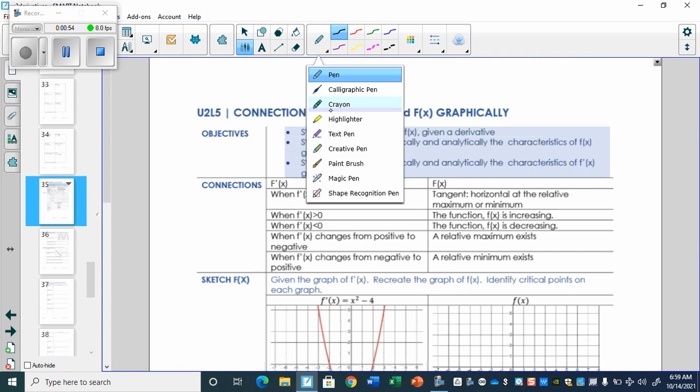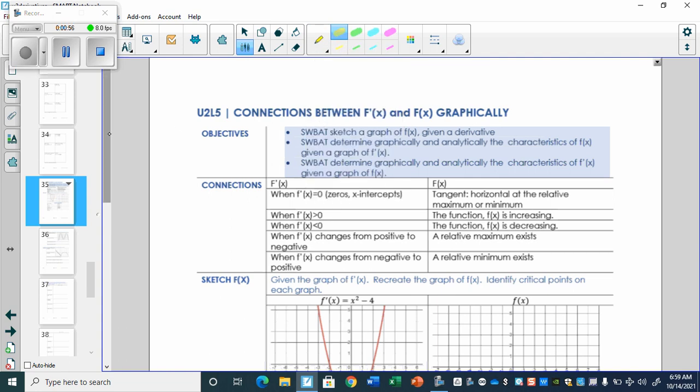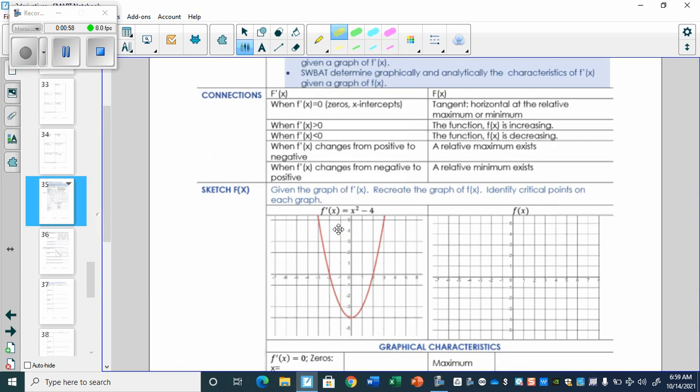The first thing I'm going to look at, I'm given this graph of f prime of x. This is my derivative, right? I'm going to use it to sketch a picture of the function for this derivative. So first I'm going to look at the zeros, because this is going to tell me that there's a relative minimum or maximum at these zeros, these x-intercepts.